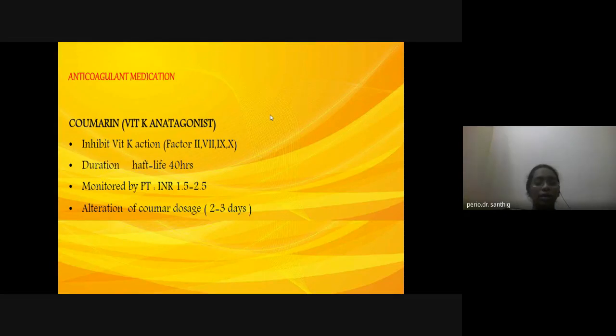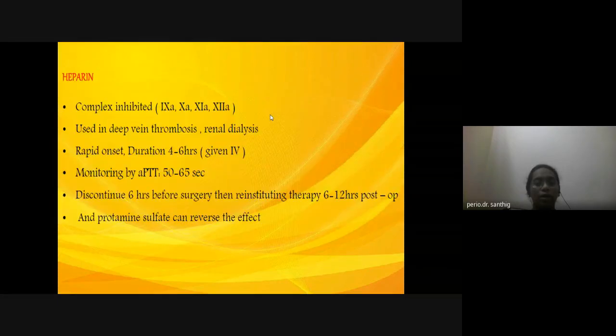The duration and half-life is 40 hours for this drug. If the patient is under this medication, you have to monitor the patient by knowing the prothrombin time. The international normalized ratio, INR, should be 1.5 to 2.5 for this patient, and alteration of coumarin dosage takes 2 to 3 days. This is about anticoagulant medication.